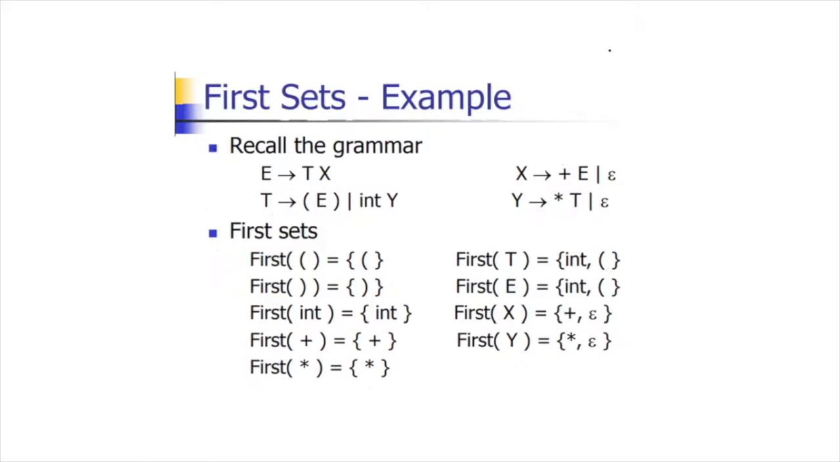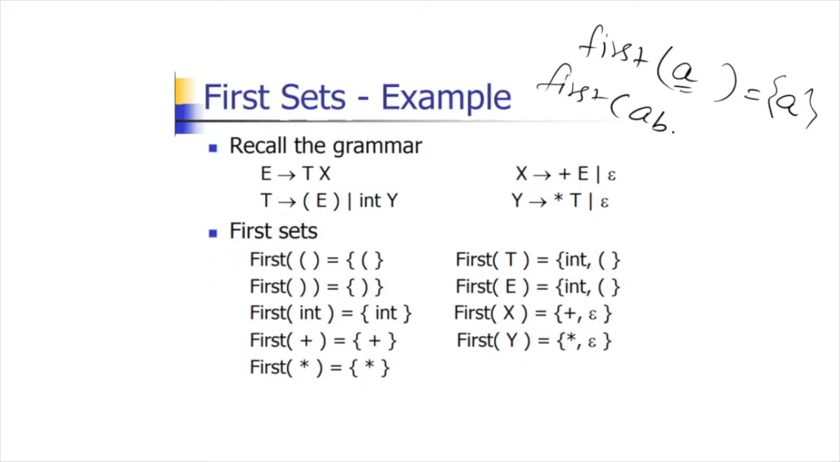Now remember, first of every terminal: if you want to find first of a, that will be a itself. So first of a terminal is the terminal itself. First of a string: for example, let's assume this is your string. What is the first of this? This is a, because it is the first symbol you need. So this is your first of ABC. This is how you can find first of any non-terminal.